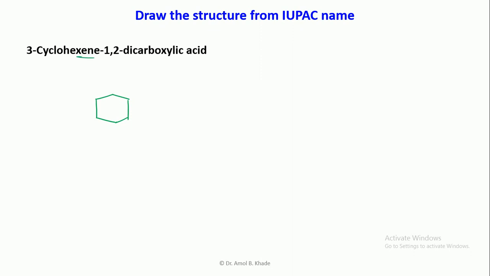It is cyclohexene. ENE indicates there is a presence of a double bond in the structure, and here it is mentioned as only carbon 3. That means there is only one double bond. Okay, if it would have been diene or triene, then there would be multiple double bonds. Then it is 1,2 dicarboxylic acid. That means the carboxylic acid functionality is there, and there are 2 carboxylic acid groups at carbon 1 and carbon 2. So we can rearrange this structure as per the nomenclature.